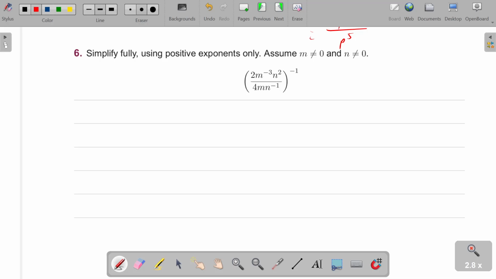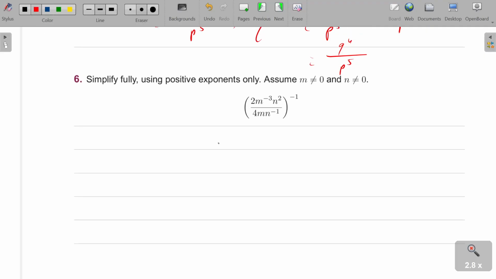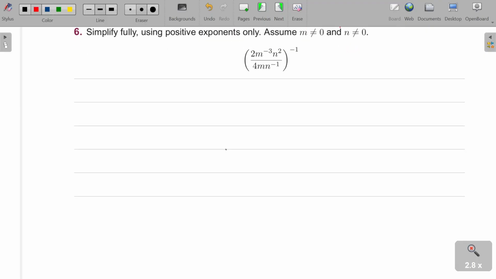In this question, we also simplify fully and use positive exponents only. Not the best phrasing, but what I meant is that the final answer should be with positive exponents. There are two ways you can approach this. There are multiple ways to approach maths, but I'll focus on two. I can focus on what's in the brackets first, or I can apply this -1 first.